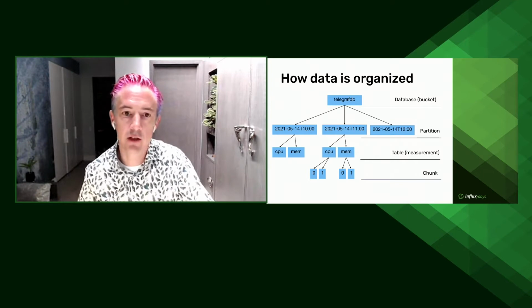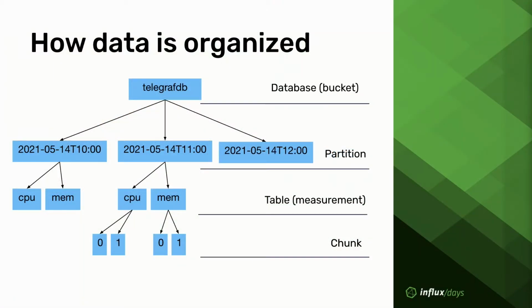Now, this is how data is organized in IOx. It looks like a normal relational database with tables, rows, and columns. At the top, you have a database. In our example, this is TelegraphDB. Below that, you have partitions. Now, how data is split out into partitions can be configured by the user when they create their database. Rows that get written into the database only exist in one partition.